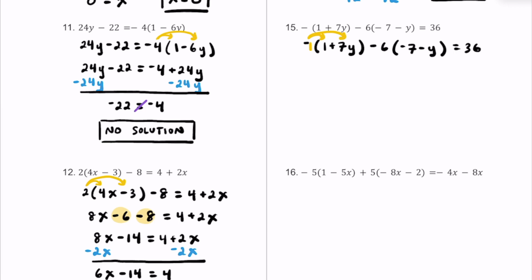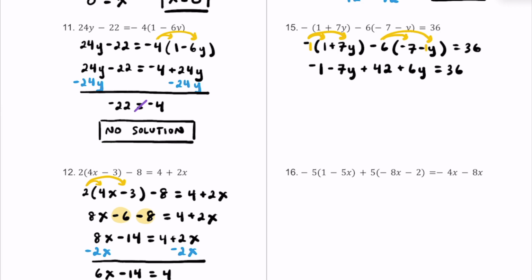And then this is technically a negative 6 that's multiplying by both of these terms inside here, so keep that in mind. Negative 1 times 1 is going to be negative 1. Negative 1 times this 7y is going to be a negative 7y, or we can write minus 7y. This negative 6 times negative 7 is going to be a positive 42, so I'm going to write plus 42. And then negative 6 times, and this is going to be a negative 1y, that's going to be a positive 6y. All right, finally on the right side of the equation, we just have 36, so let's write 36.